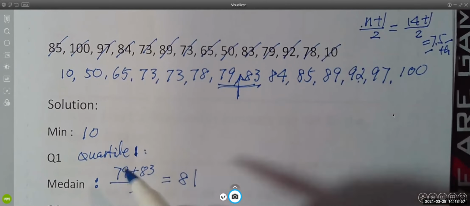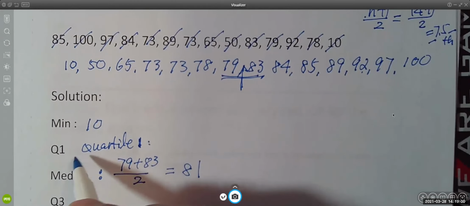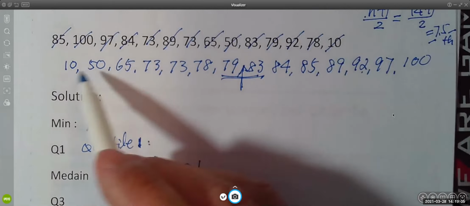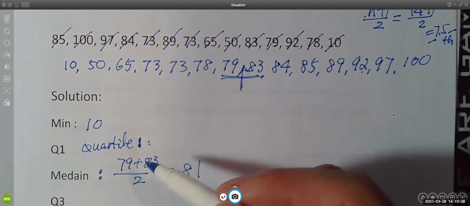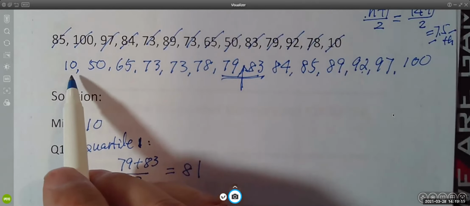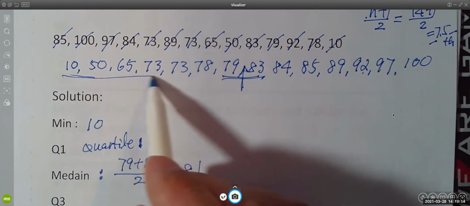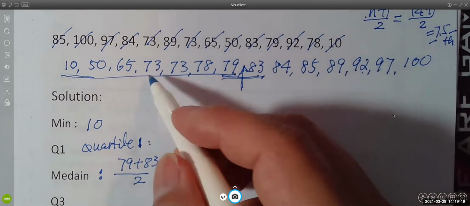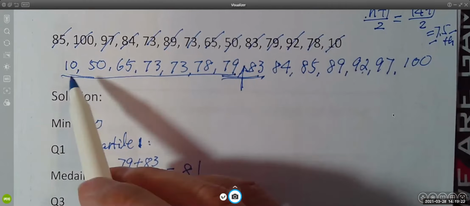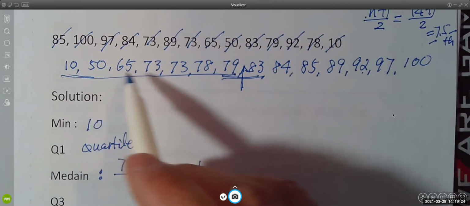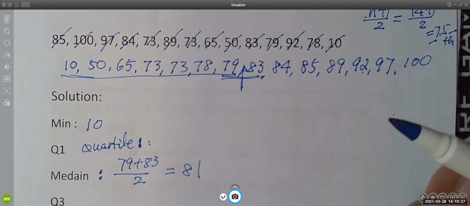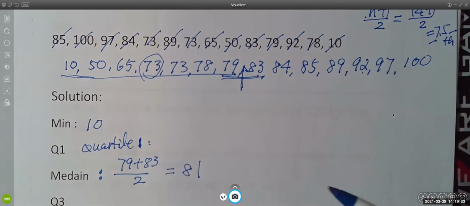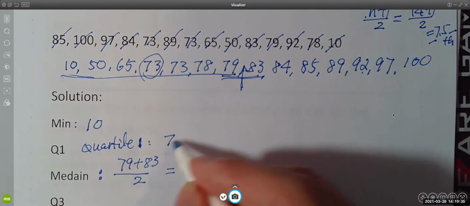That's why when we need to calculate quartile number 1, or the first quartile, we want to find the median of the first half. Half of half, that's a quarter, right? So in other words, we need to find the median of these numbers up to 79, because the first median is here. Now, how many numbers do we have? 1, 2, 3, 4, 5, 6, 7. With this number of numbers, there's only 1 number in the middle, in this case 73. So quartile number 1 is 73.